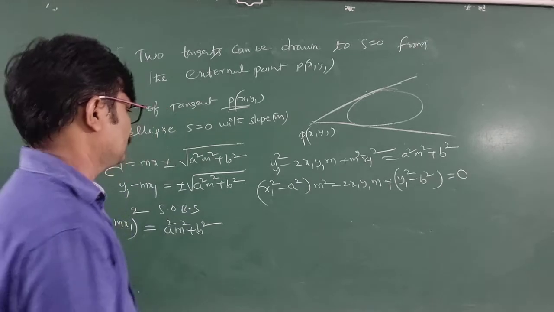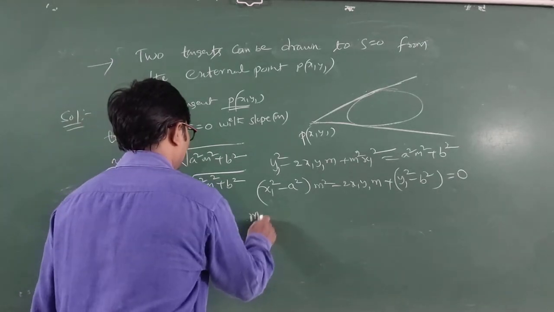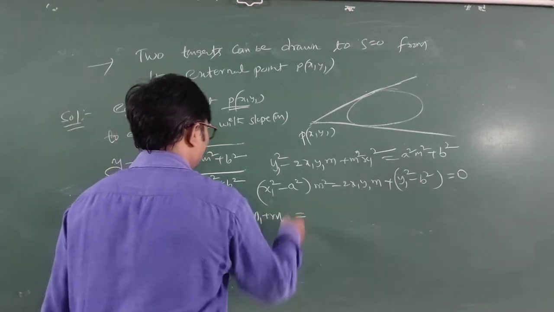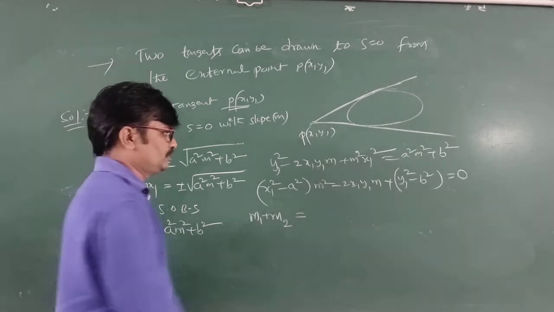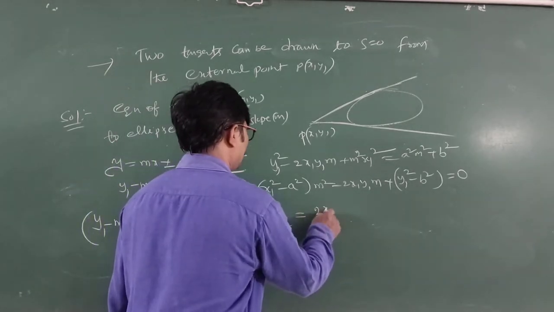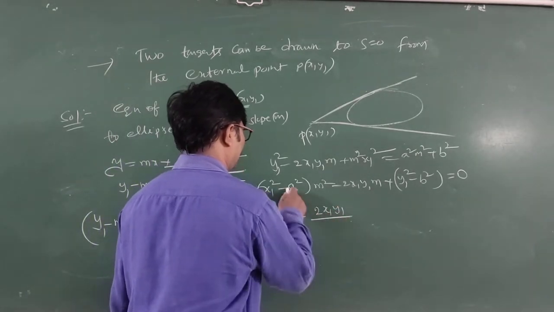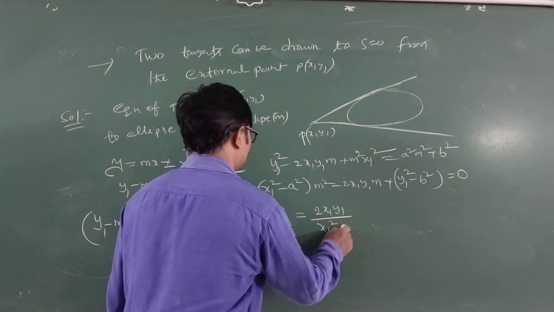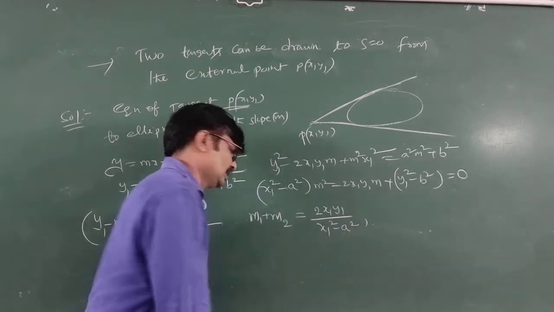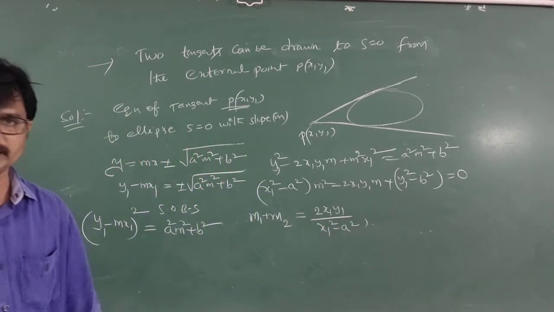So dear student, the sum of the slopes is m1 plus m2. What is it? The sum of the slopes is of the form minus b by a, that is 2x1 y1 by x1 square minus a square. This is the formula of m1 plus m2.